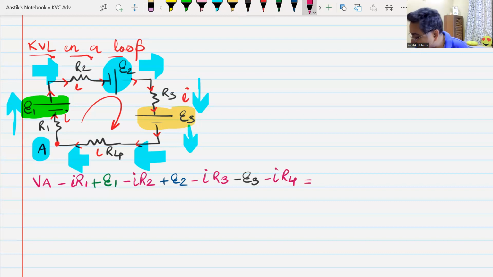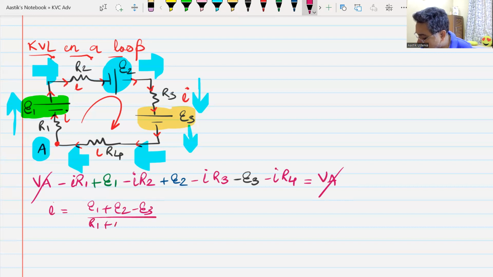Then I reach which point? I reach the point A again, so I can write it as VA. This will get cancelled actually. From here you can get the value of I. I will be equal to E1 plus E2 minus E3 divided by R1 plus R2 plus R3. You don't have to write R1, all these equations like this. Once you understand that current is same, you can just add up all the resistance together.